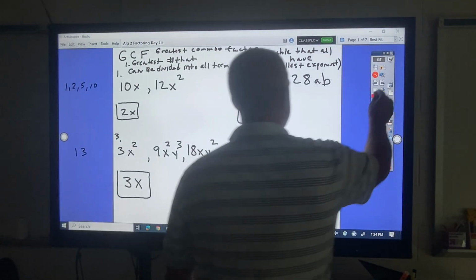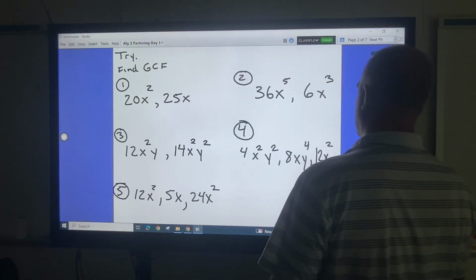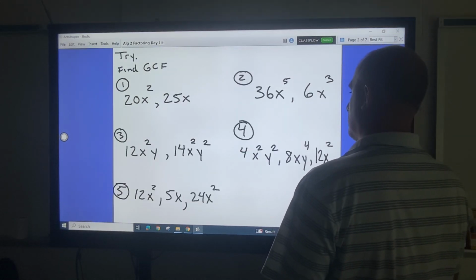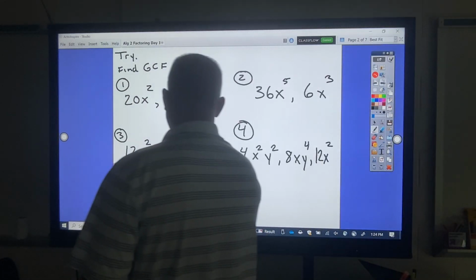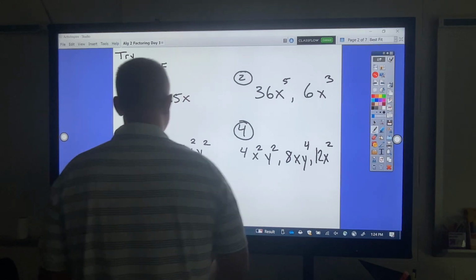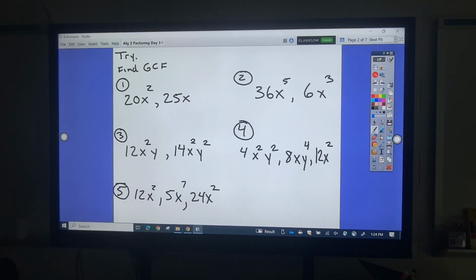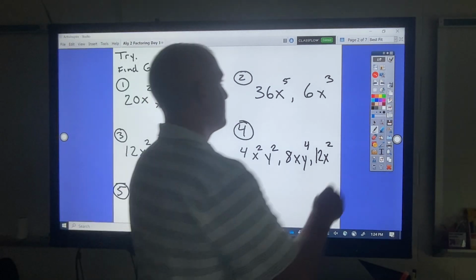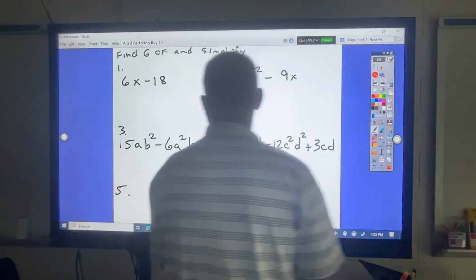Okay? All right? Make this 7, just so we have something to go off of. Okay? I would like you guys to try this one on your own, these 5. Just find the GCF. Okay?